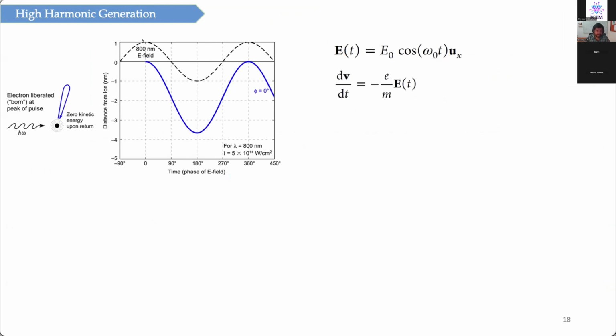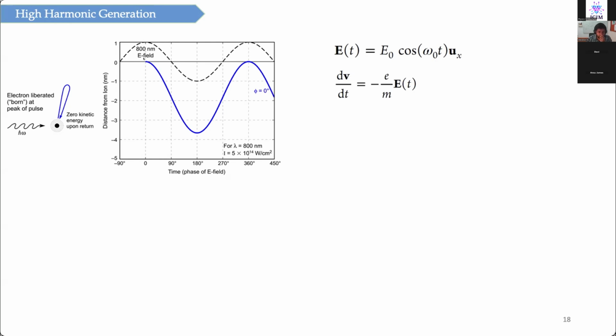Let's say the electron is emitted at the peak of the pulse, and this is the time scale. The x-axis is time, and the y-axis is distance from the ion. So the ion is sitting at 0. Let's say the ionization happens at the peak of the pulse here. The dotted black line represents the electric field, which is represented by this equation: E(t) = E0 cos(ω0 t) u(x). The electron comes out at this point, let's say ionized at this point.